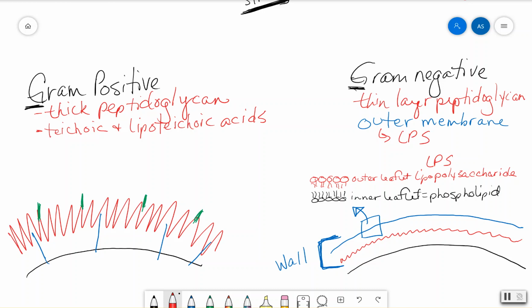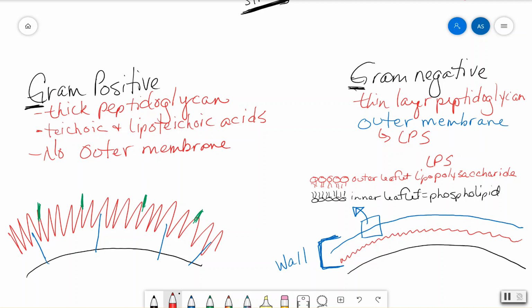So if we compare the gram-positive and the gram-negative cell, what we would say about the gram-positive is it has a thick layer of peptidoglycan with teichoic and lipoteichoic acids and no outer membrane.